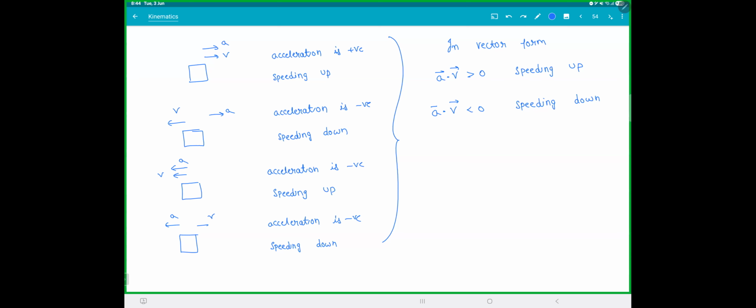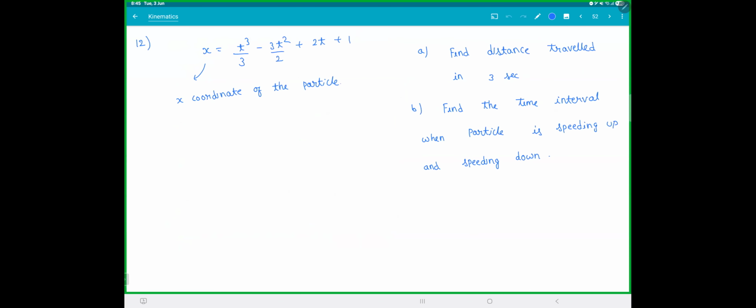Is this clear, everyone? So you can have an acceleration in the forward direction and still be speeding down because V is backward. If A and V are in the same direction, we call it speeding up, and opposite is speeding down. Is this concept clear, everyone? Now can you solve the question? Find the time when this particle is speeding up and speeding down. I'll give you a minute or two.